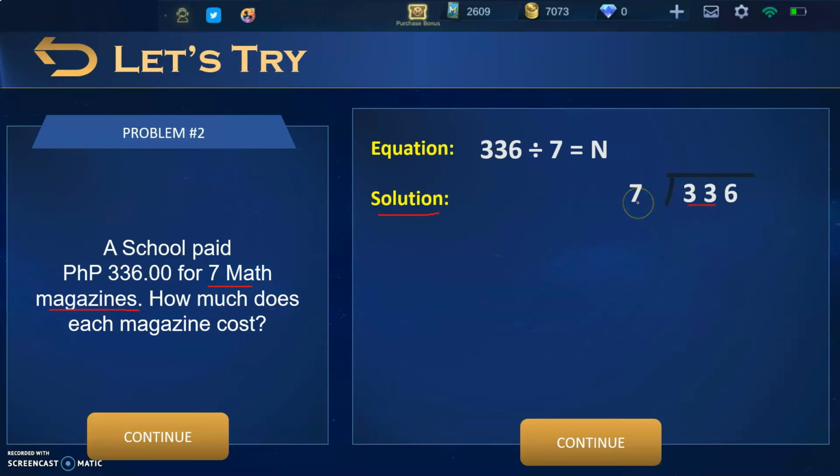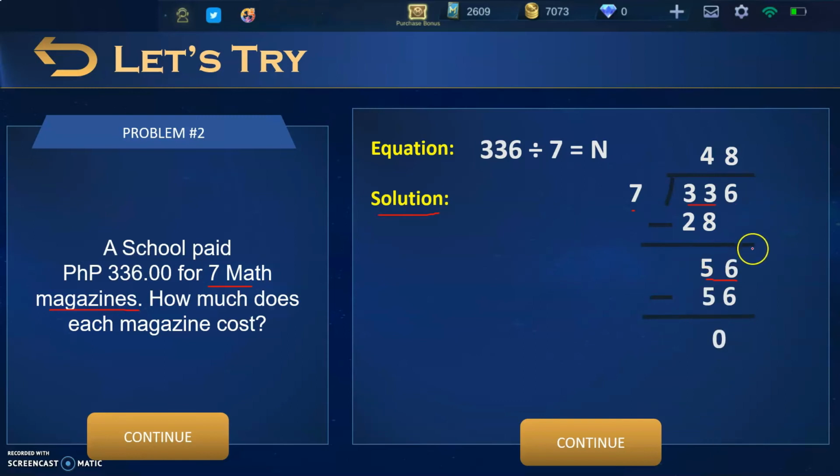33 divided by 7 is equal to 4. And 4 times 7 is equal to 28. And then subtract. So 33 minus 28 is equal to 5. Then bring down 6. 56 divided by 7 is equal to 8. And 8 times 7 is equal to 56. Then subtract. 56 minus 56 is equal to 0.